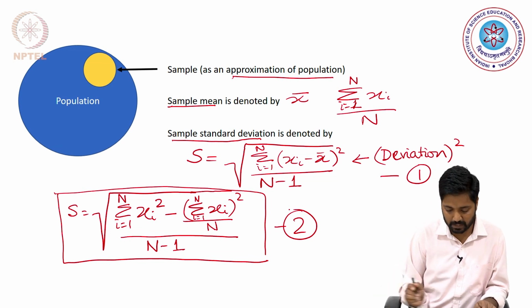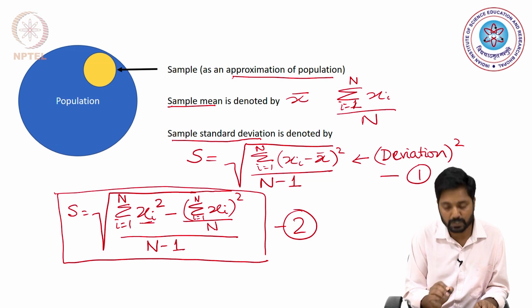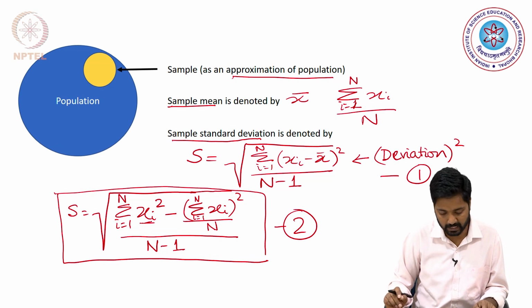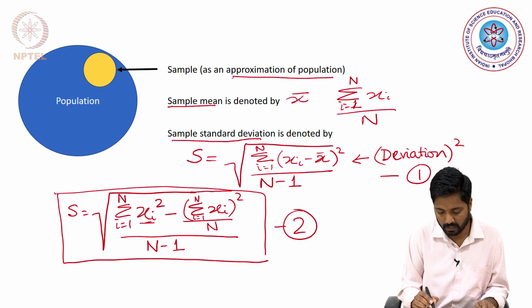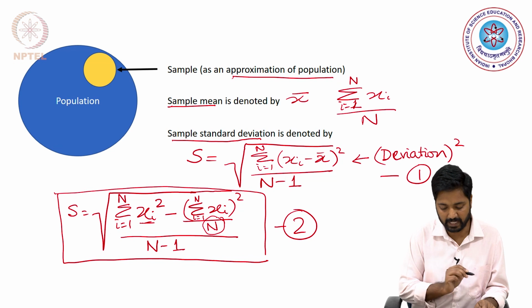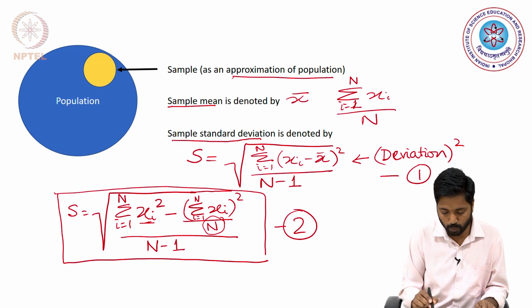Equation 2 tells us that we need to take the individual values which are squared and summate all of them, and subtract from this summation the individual values summed together and then whole squared, and that divided by the number of observations n, and then this whole thing is being divided by the degrees of freedom.